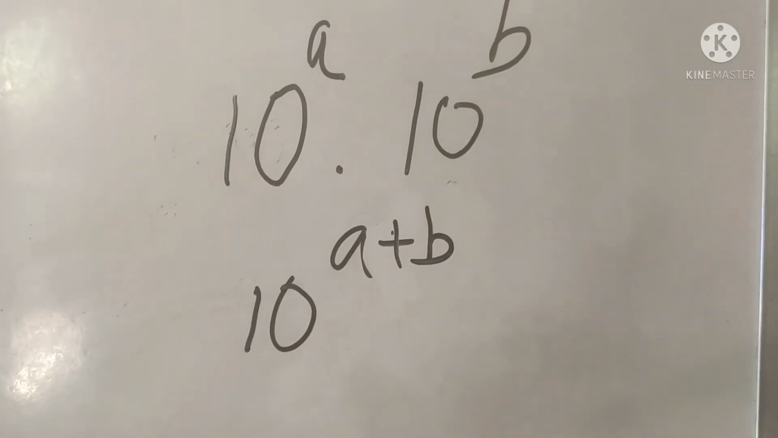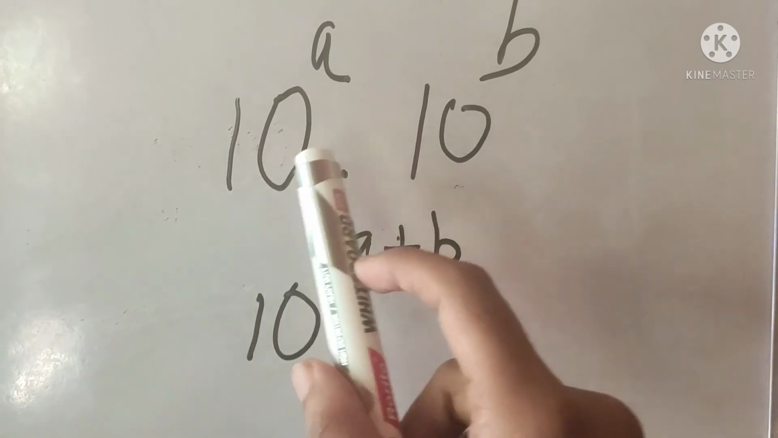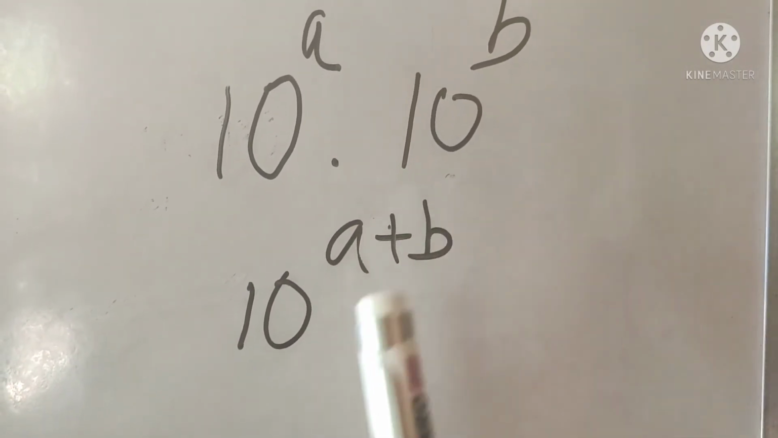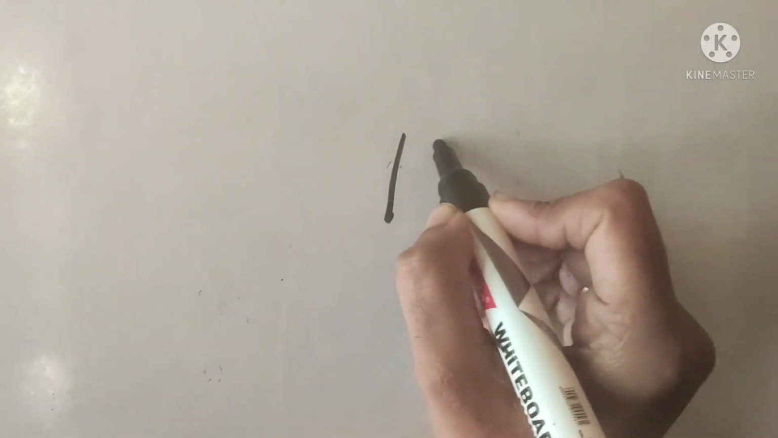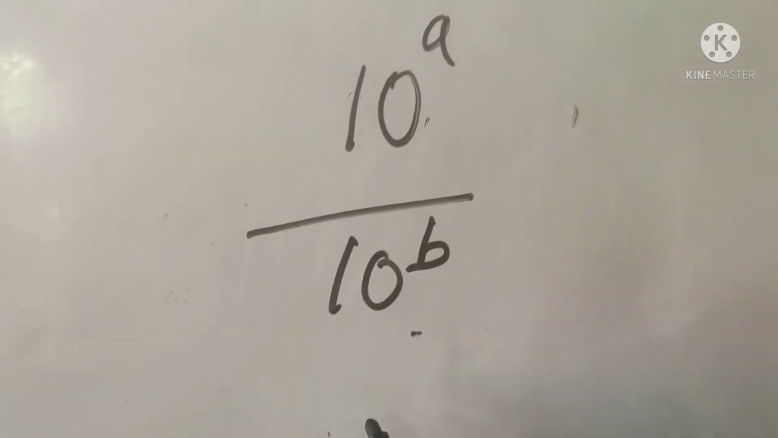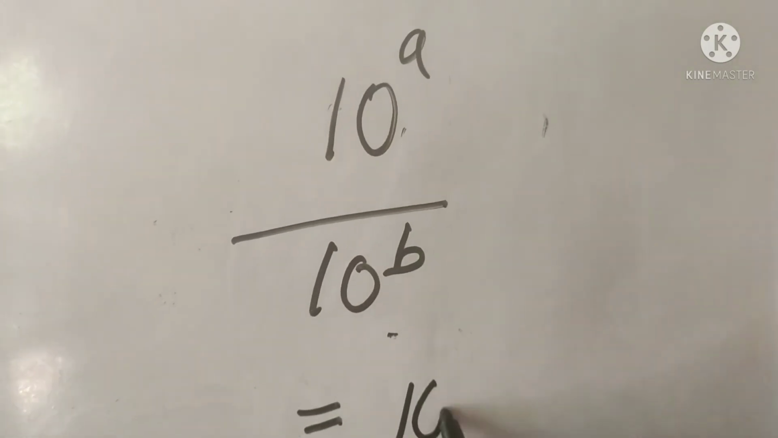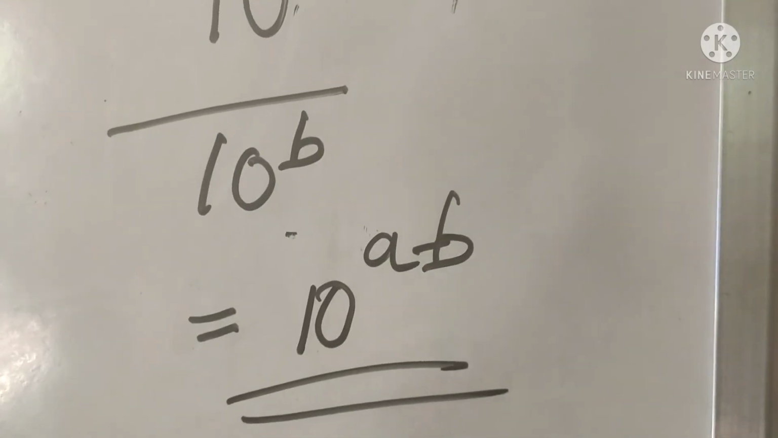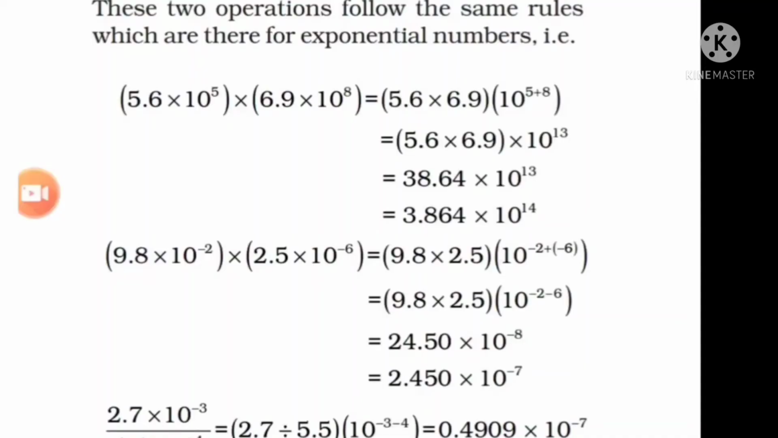In the case of multiplication, we can write 10 raised to a times 10 raised to b equal to 10 raised to a plus b. If it is the case of division, 10 raised to a divided by 10 raised to b, we can write it as 10 raised to a minus b. Let's see some examples for multiplication and division.